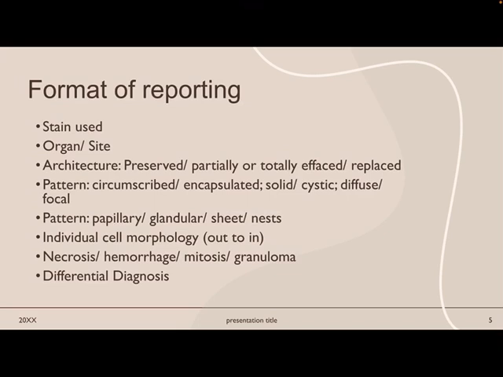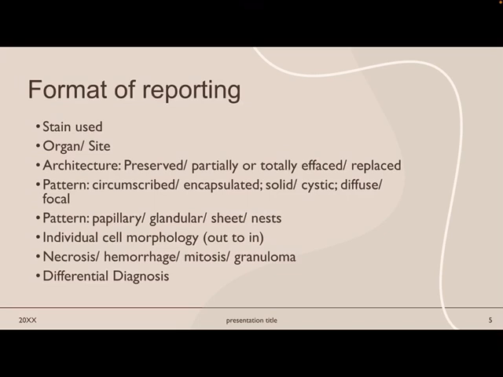Sometimes you will get it from the history, or else when you first look at the slide itself, try to identify which site or organ you're looking at. Then come to the architecture: whether the normal architecture is preserved, especially if it is a lymph node, whether there are follicles, or whether it is partially or totally effaced. If it is a TB case, you can see that most of the follicles might be partially or totally replaced by granulomas. So you can write about that.